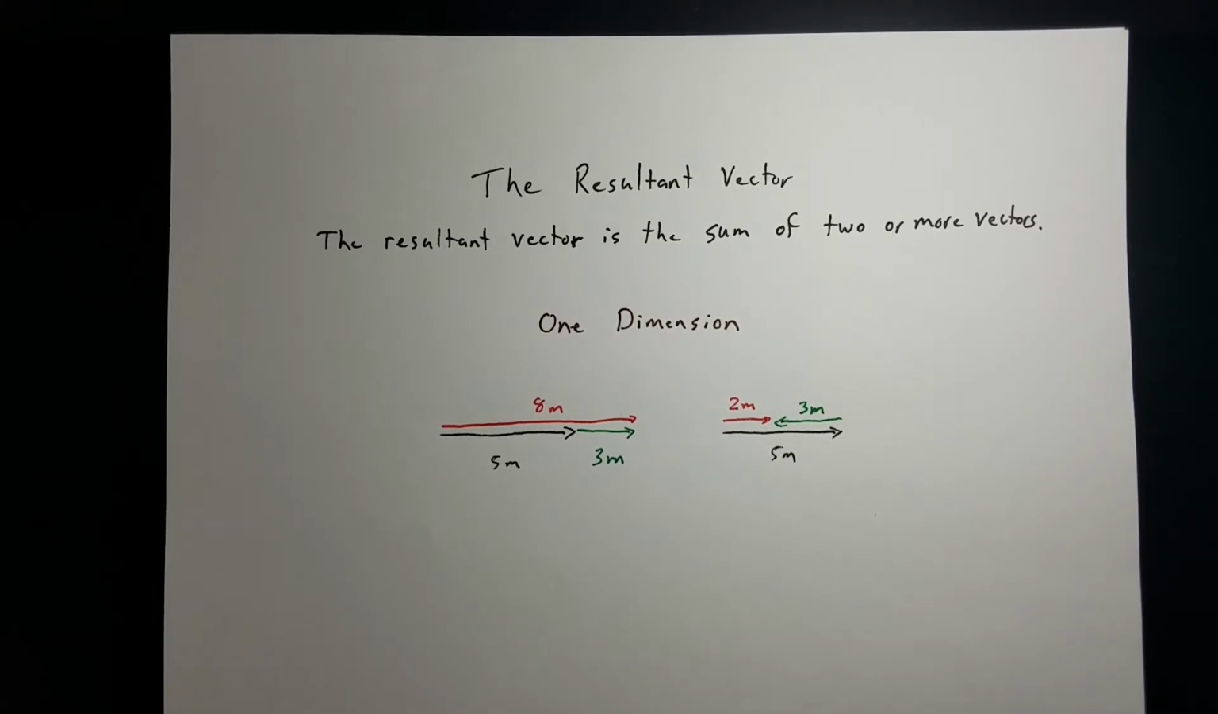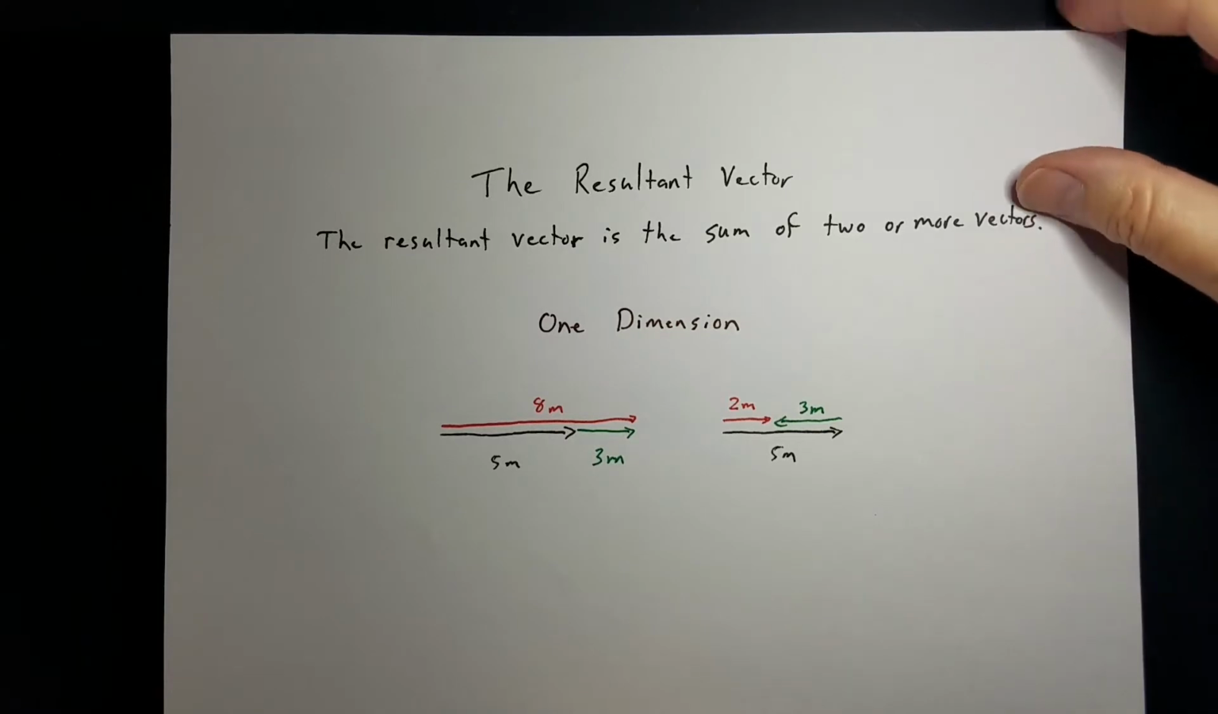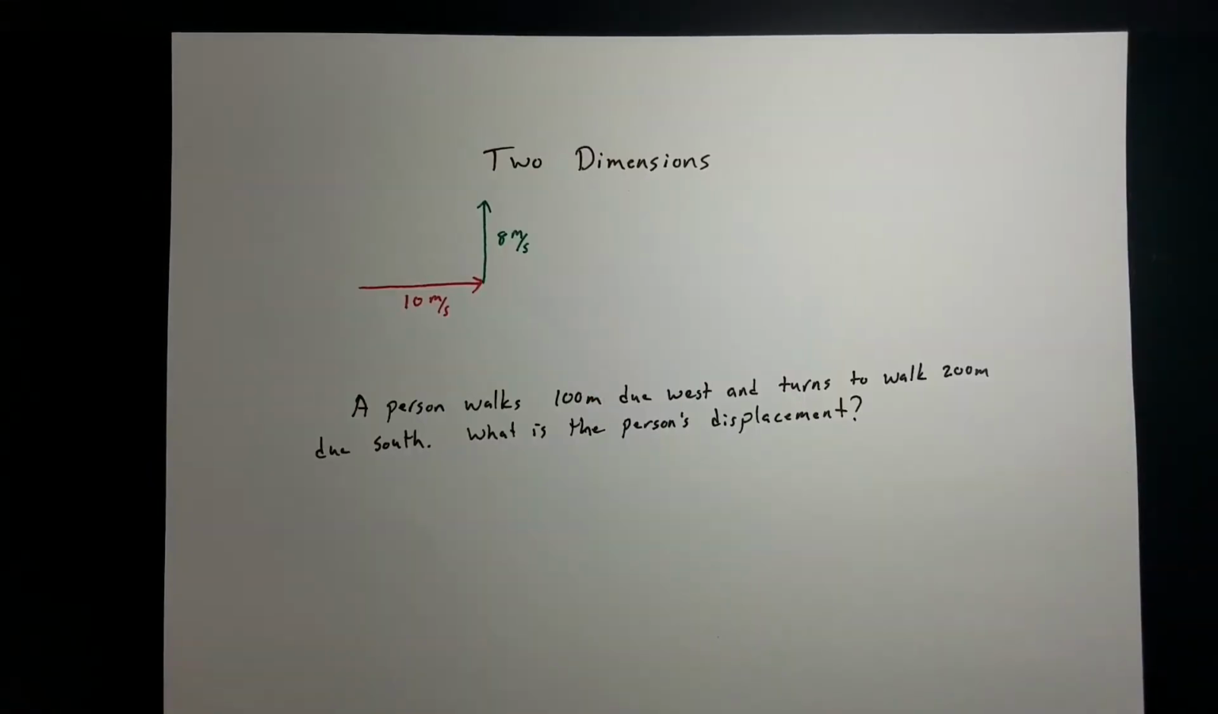But that's pretty easy. That's just adding and subtracting. If they're going the same direction, add. Going opposite direction, subtract. What happens if they're at right angles to each other? So we've got two vectors here: 10 meters per second going, let's say, east, and then another 8 meters per second going north.